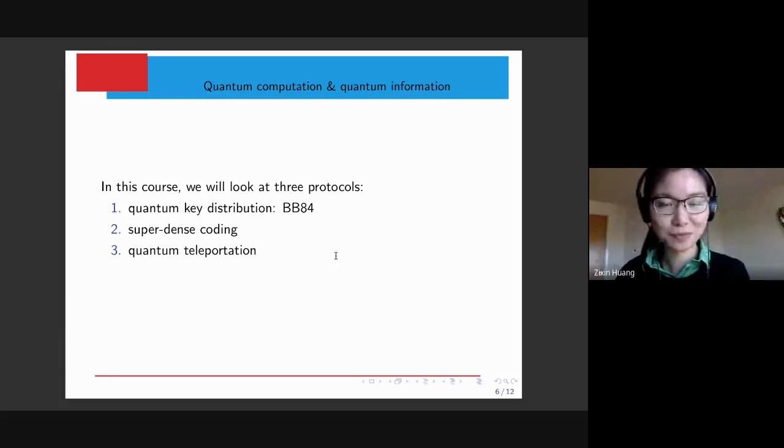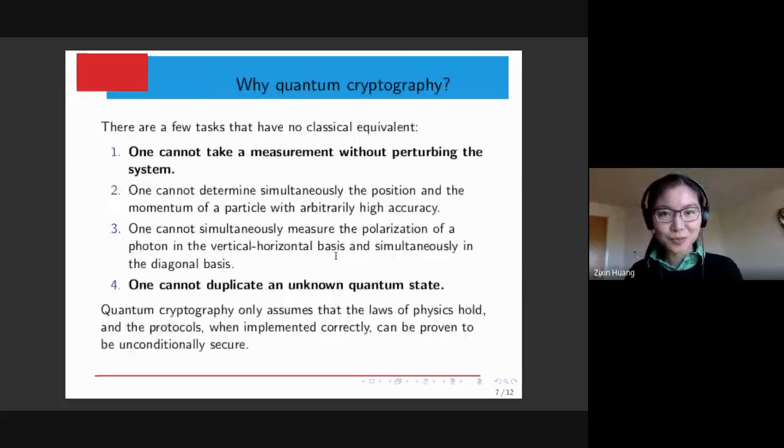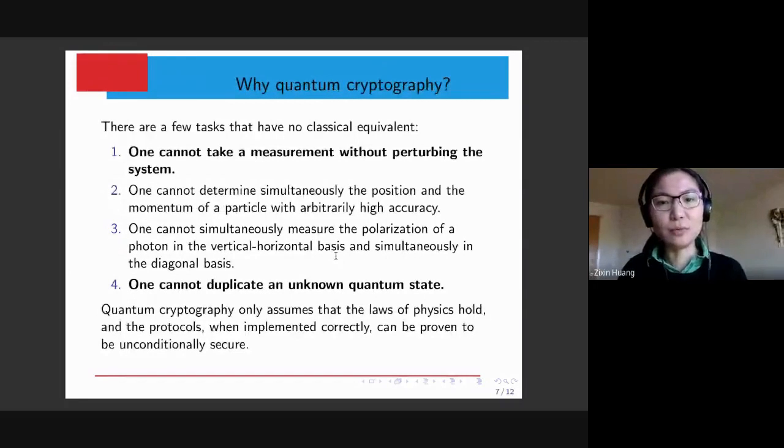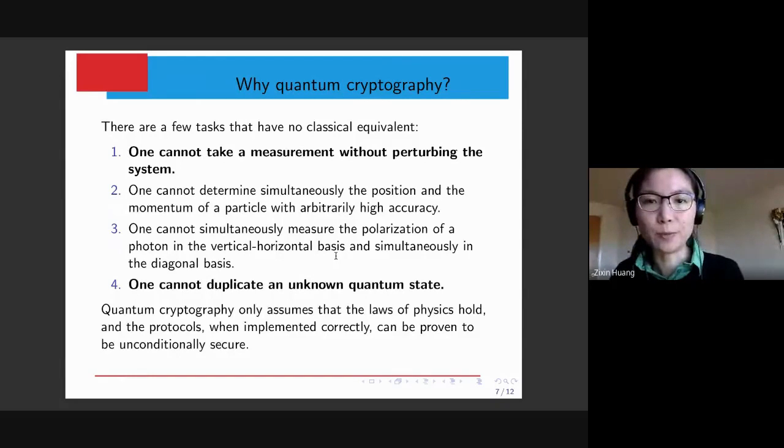Okay. Cool. So this lecture will basically be some revision plus notation, and the next one will go into BB84. So as you would have learned from your first year quantum mechanics course, there are a few tasks which we can do quantum mechanically, which have no classical counterpart.